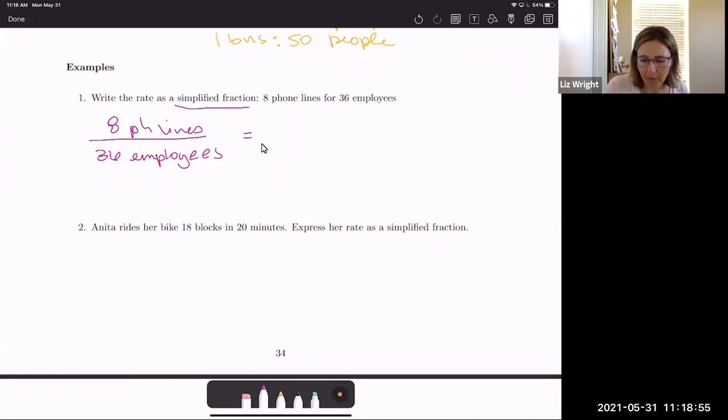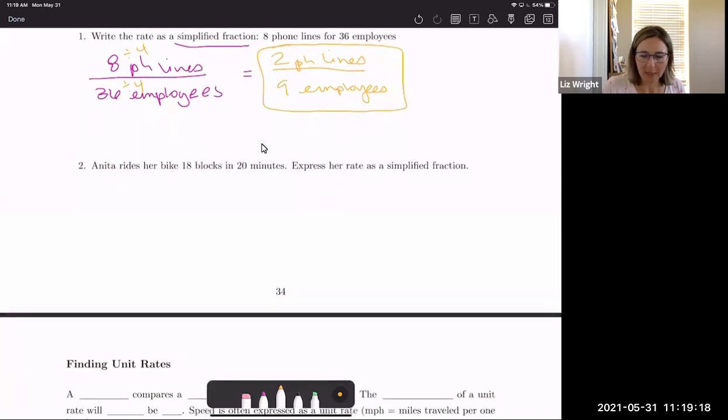And so it looks like we can at least take out a 4, and let's see if we can take out anything more. So if we take out a 4, we end up getting 2 phone lines per 9 employees. And then that looks like that's as simplified as we can get it. So that's going to be our final answer.